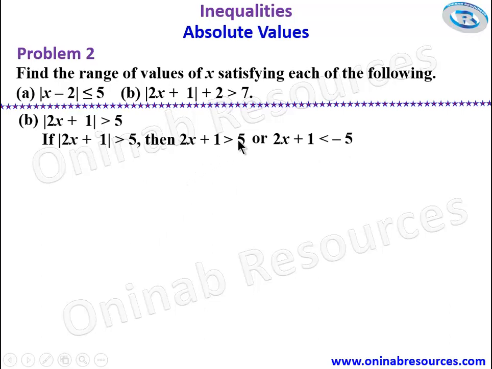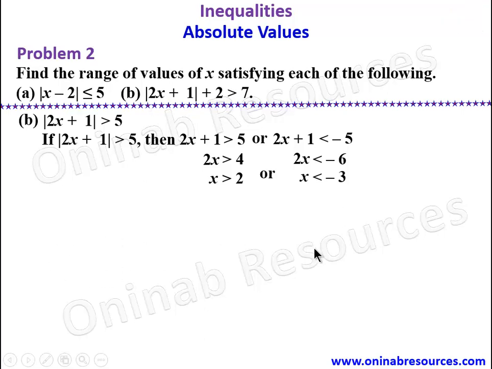So from here, we solve the individual inequalities and combine. So we have 2x is greater than 4, where x is greater than 2, or 2x is less than negative 6. If you take this to the right hand side, it becomes negative 1, where x is less than negative 3. And that is all. So with this, we have the range of values of x which satisfy the inequality in B.